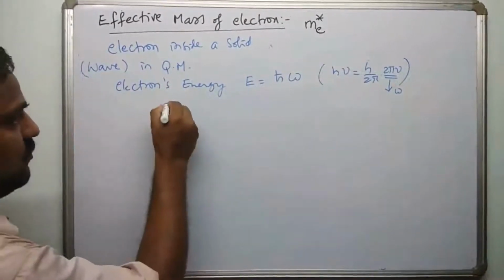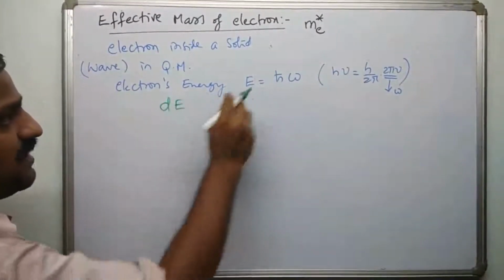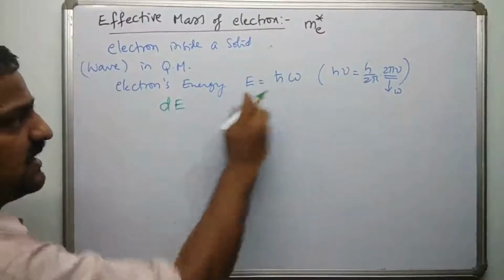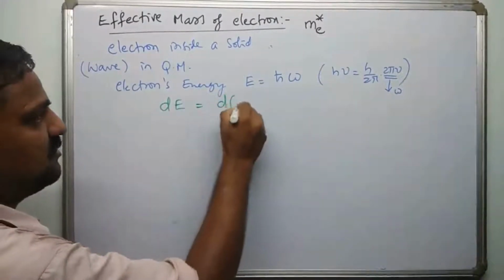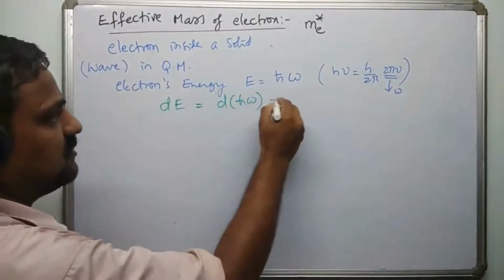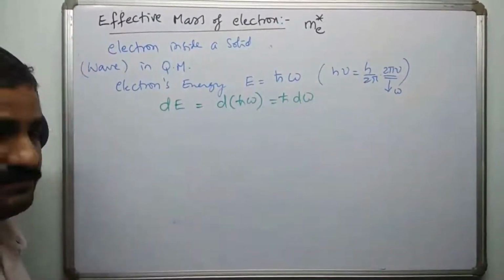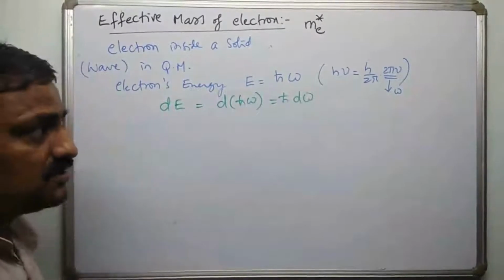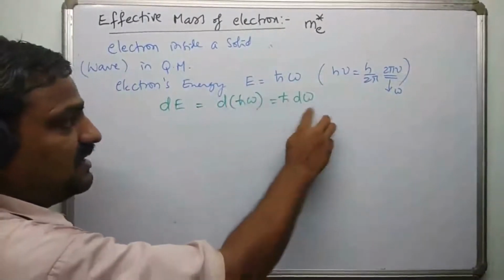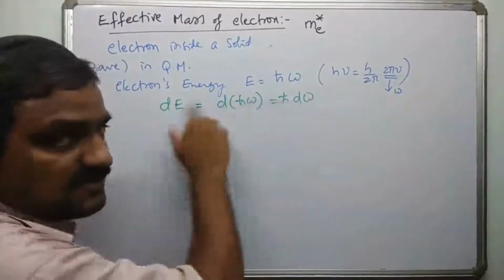So I'll do differentiation. I'll just differentiate both sides so that I get dE is equal to d of h cross omega, which is nothing but h cross d omega. I'll keep this aside. I need this relation. So the electron's energy and its matter wave frequency are related like this.